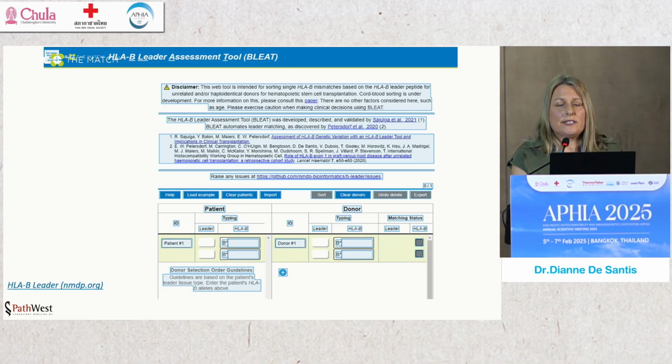So we can translate this into clinical practice easily. The HLA and the B leader match bioinformatics group has developed a tool that can be used by the patient search coordinator to select B leader match donors. The patient and the donor HLA-B allotypes can be added to the tool to define the match status and it recommends the best donor according to risk.